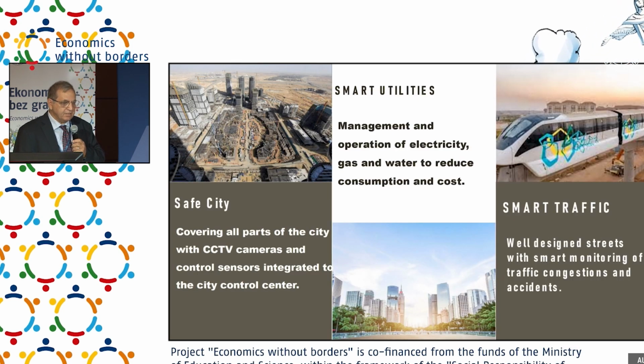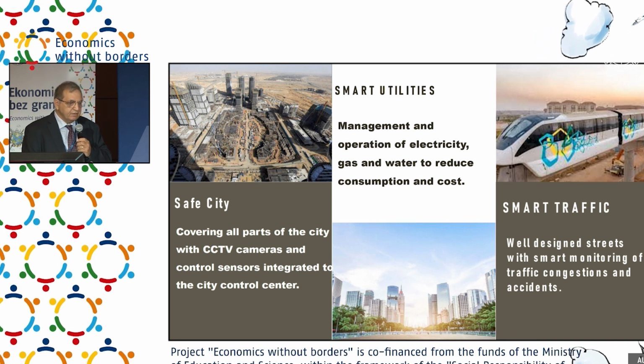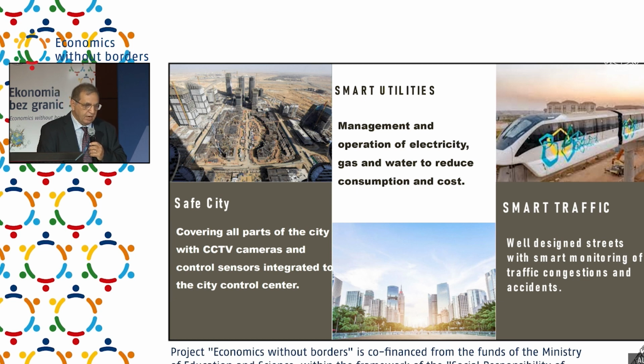What is a safe city? A safe city covers all parts of the city with CCTV cameras and control sensors integrated into the city control center. Smart utilities are the management and operation of electricity, gas, and water to reduce consumption and cost. Also, smart traffic in a smart city designs streets with smart monitoring of traffic congestion and accidents.